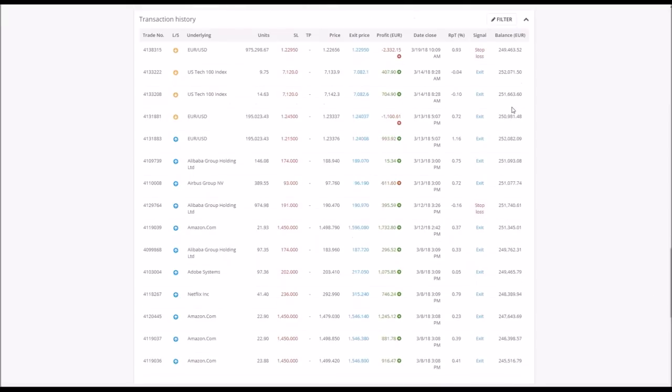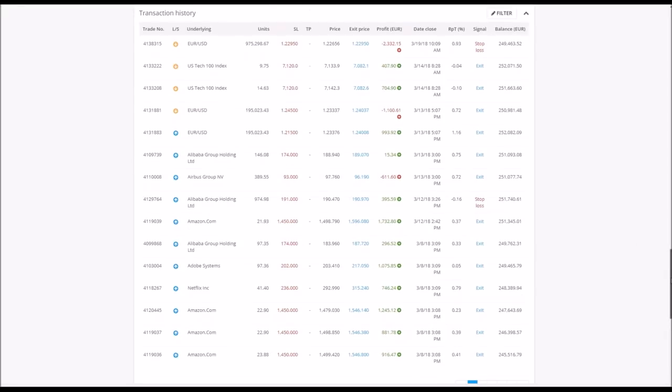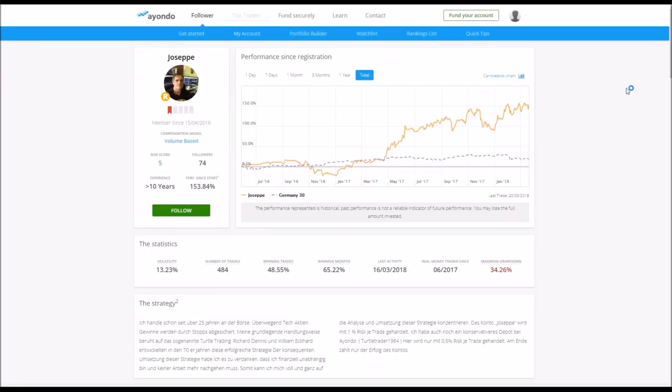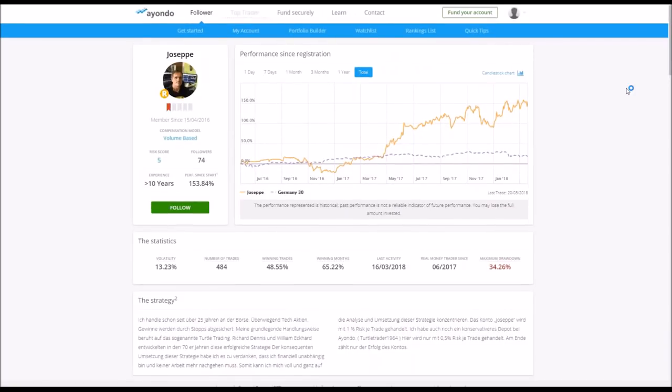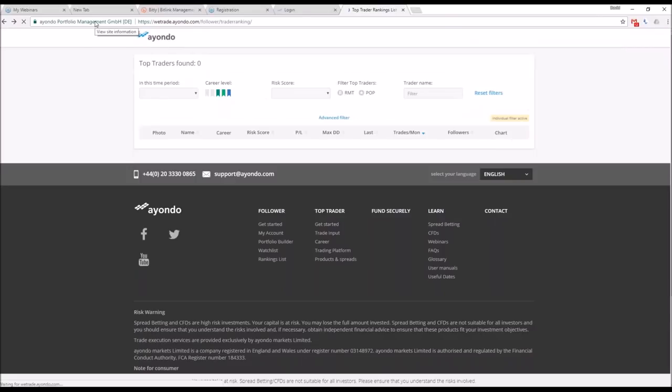And I think Giuseppe does use a classic long-term trend following approach, so we should see some quite good profits in there, and hopefully some relatively small losses. Okay, so that's Giuseppe. We're going to come back to this one in a minute, but let's take a look at another trader first of all, just to contrast this with Giuseppe.